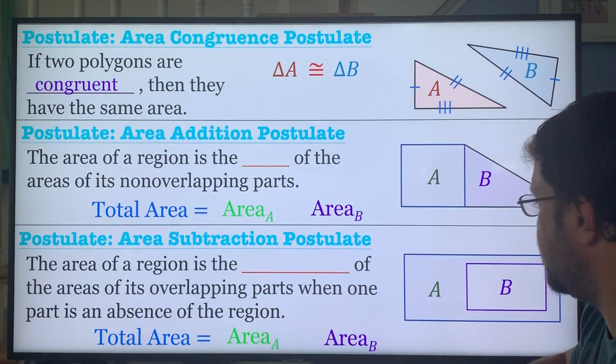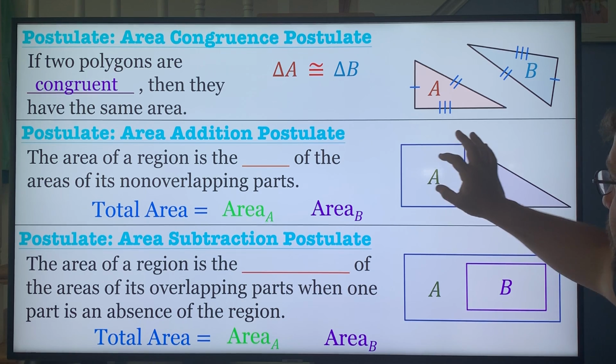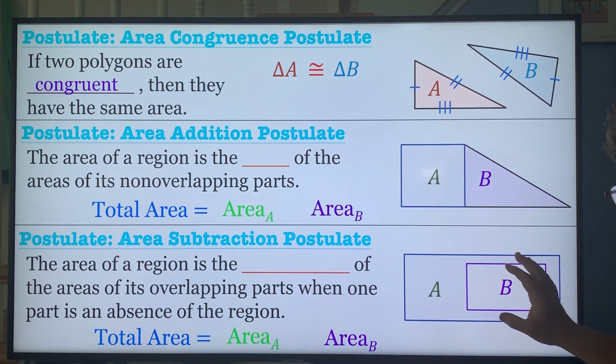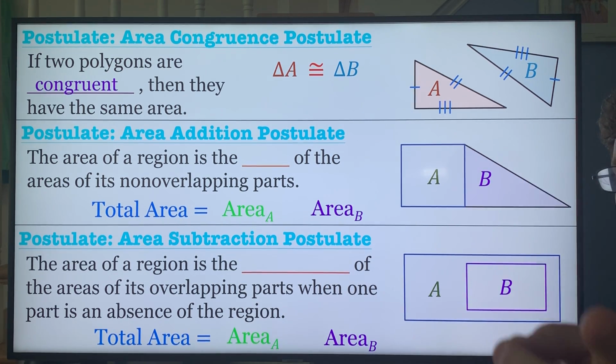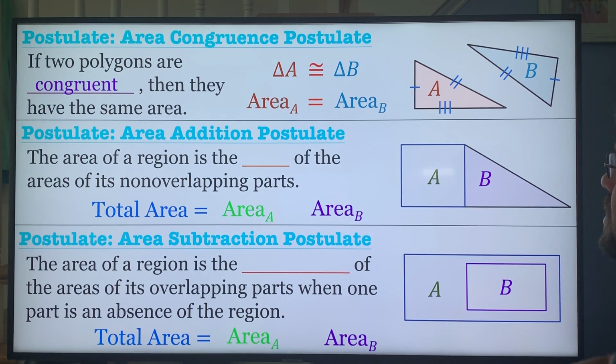Area addition postulate. This is a very easy one. The area of a region is blank the area of two non-overlapping parts. So these two parts don't overlap. So what are you doing to these two parts if you find the area of the whole thing? You're putting them together. So when you put things together, it would be the, very good, it would be the sum.